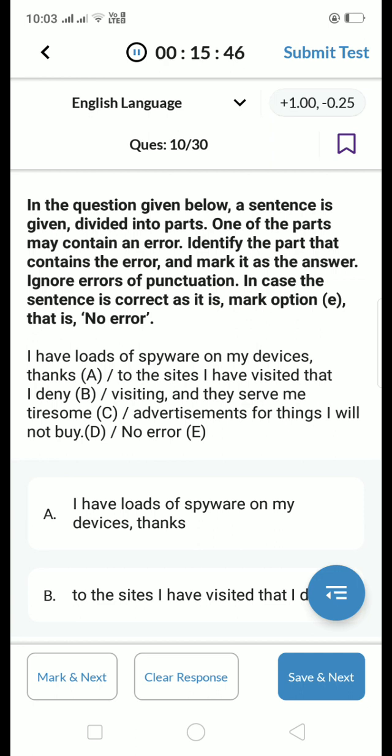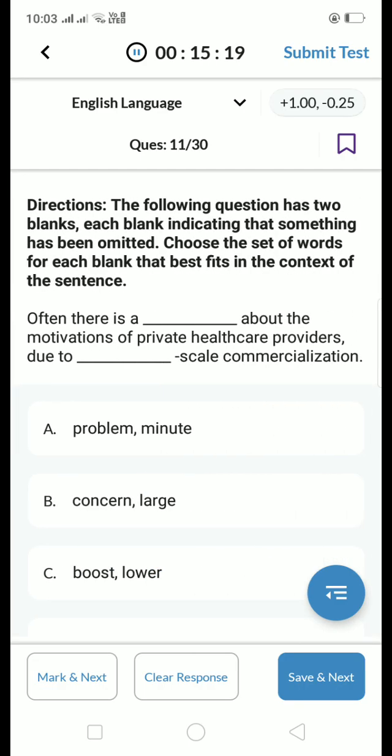I have loads of spyware on my devices thanks to the sites I have visited that I deny visiting, and they serve me tiresome advertisements for things I will not buy. ये समझ में नहीं आ रहा है, इसको छोड़ देते हैं.